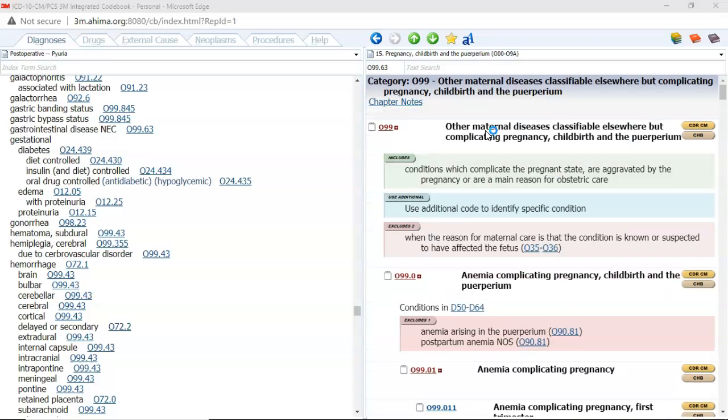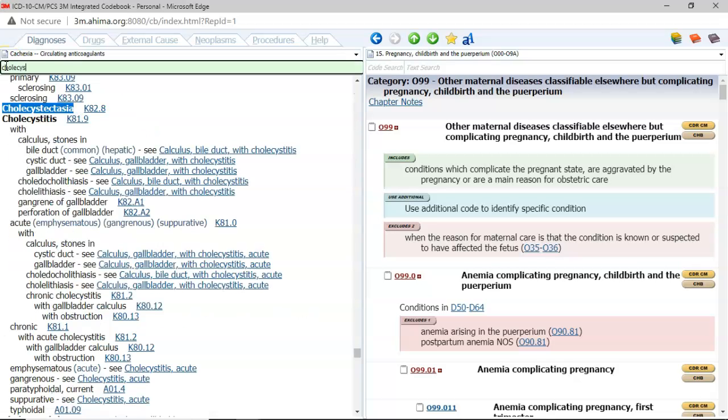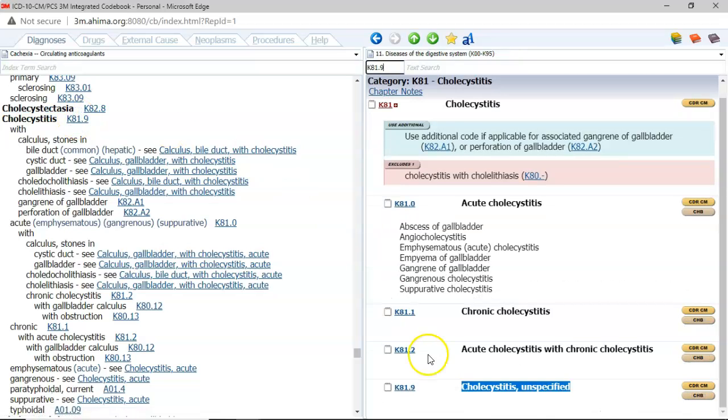If we go to the beginning of this category, we have our instructional note here, use additional code to identify this specific condition. And this includes conditions which complicate the pregnancy state or are aggravated by the pregnancy or are a main reason for obstetric care. So then, of course, we want to code the cholecystitis. And we're using the default code for the cholecystitis K81.9.